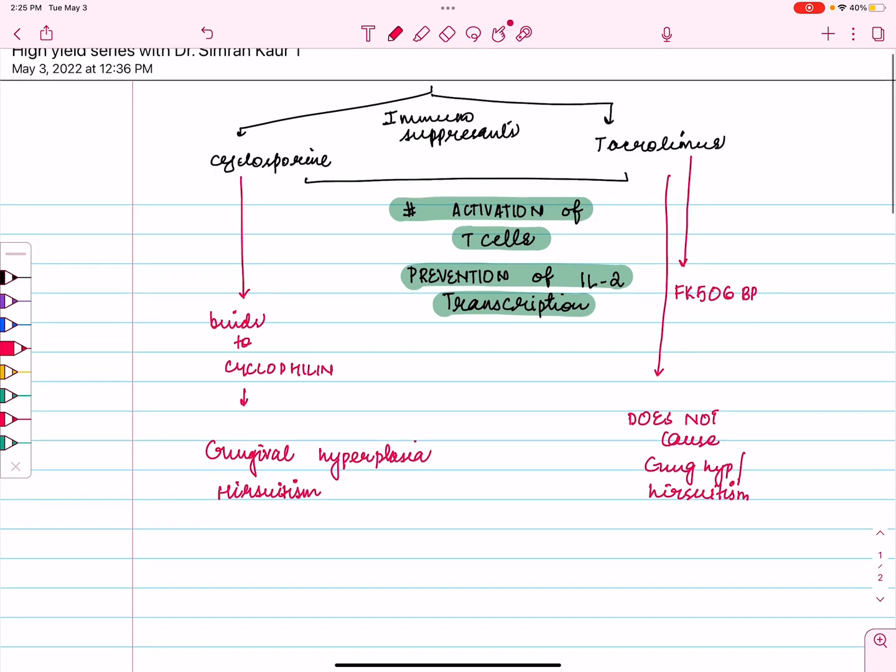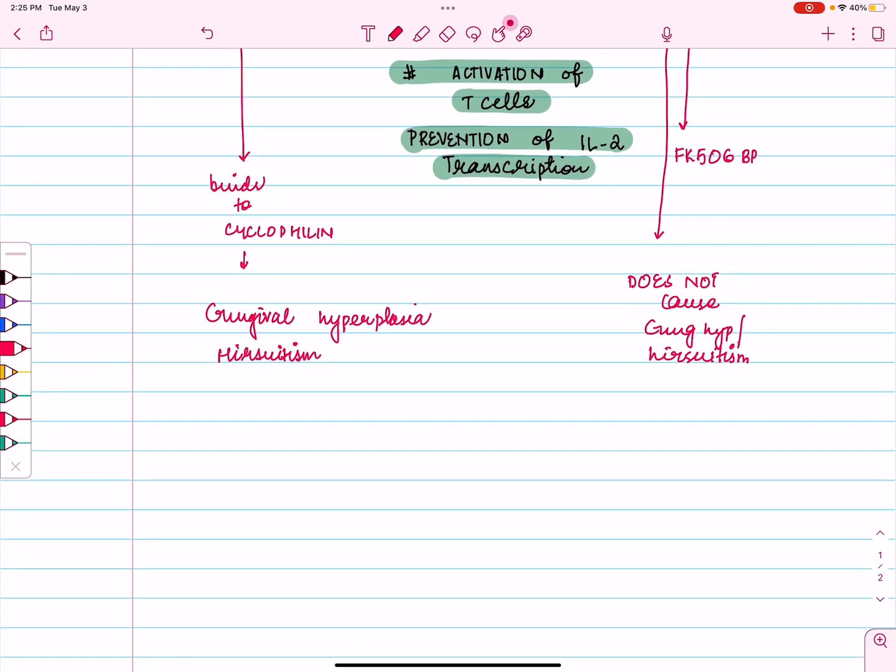Number 3, tacrolimus is more prone to cause neurotoxicity. There are two things associated with tacrolimus. Number 1, neurotoxicity. Number 2, it increases the risk of diabetes. Highlight this point, very important. Tacrolimus increases the risk of diabetes, whereas the risk of neurotoxicity with cyclosporine is not as high as with tacrolimus, right?